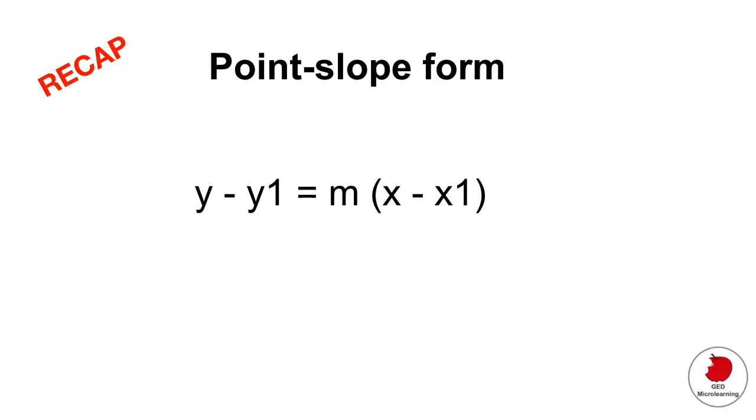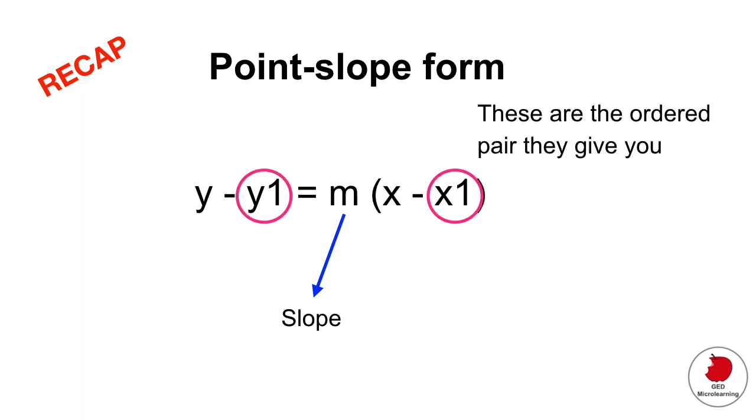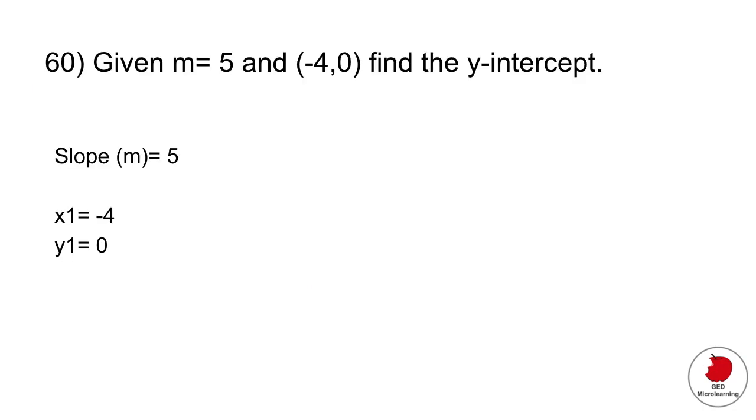Just a recap of what this means: the m, as we said, is the slope. These two numbers appearing in pink are the ordered pair they're giving you, so it's one x value and one y value. All you have to do is plug those numbers into the equation. So if we have the equation there again, and they're telling us the value for y1 is 0, we'll just plug that in. And all you have to do now is clean up the equation.